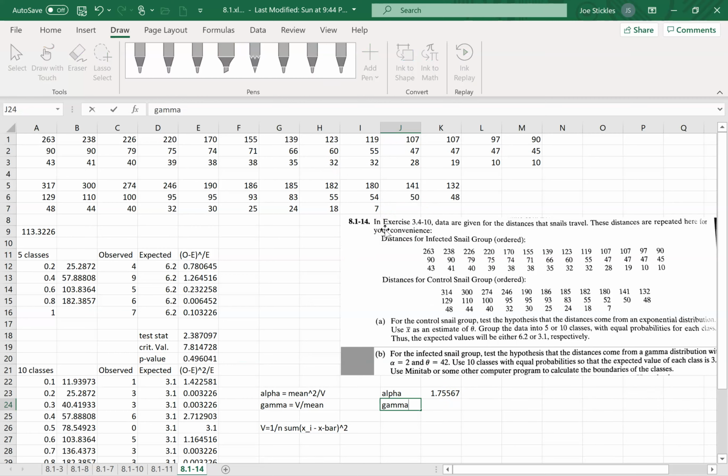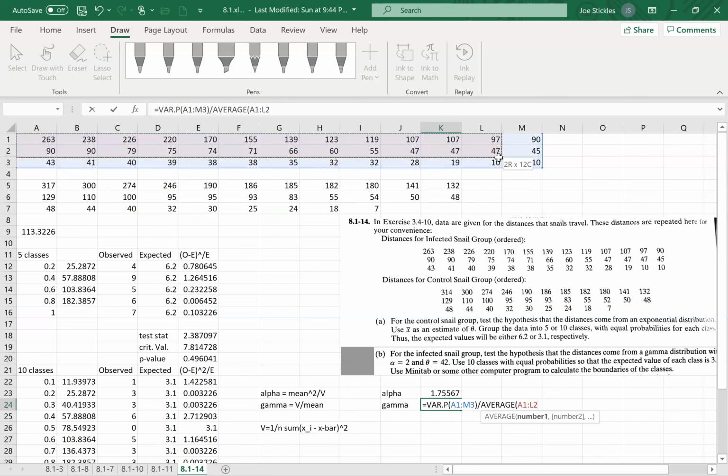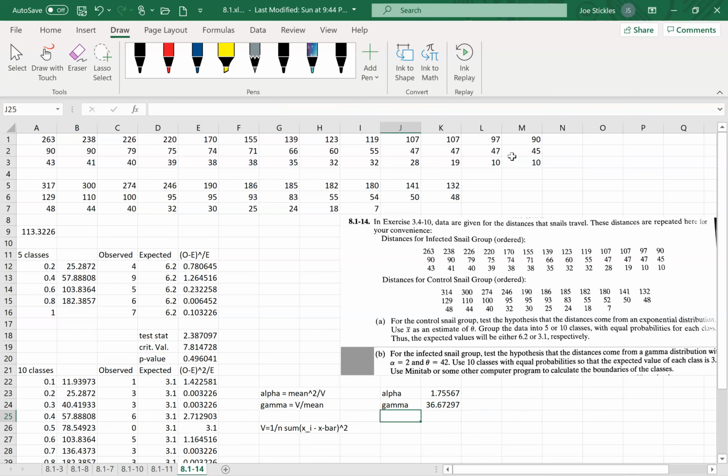The gamma estimate is the population variance, the VAR.P, divided by the average of the data, which is 36.67. Notice that one's even way farther off using a 42. All right, so I want to use the data to get these estimates. We could use the numbers they gave you, but I really wanted to use the data so that we can see that and also talk about, again, how we lose degrees of freedom by estimating parameters.